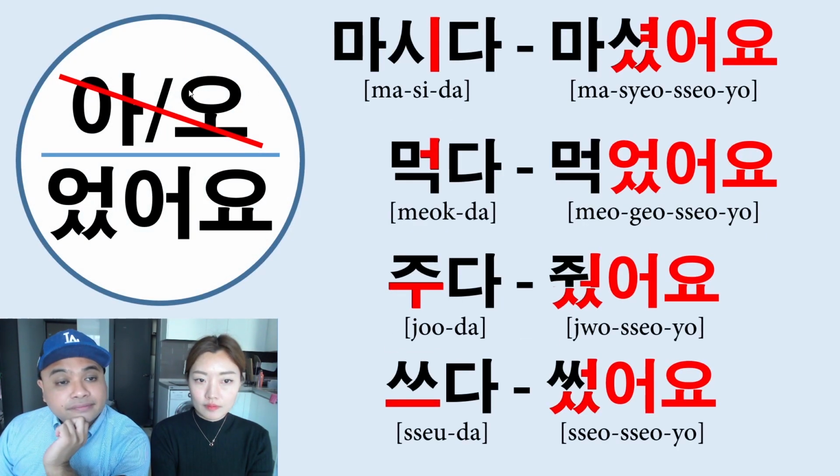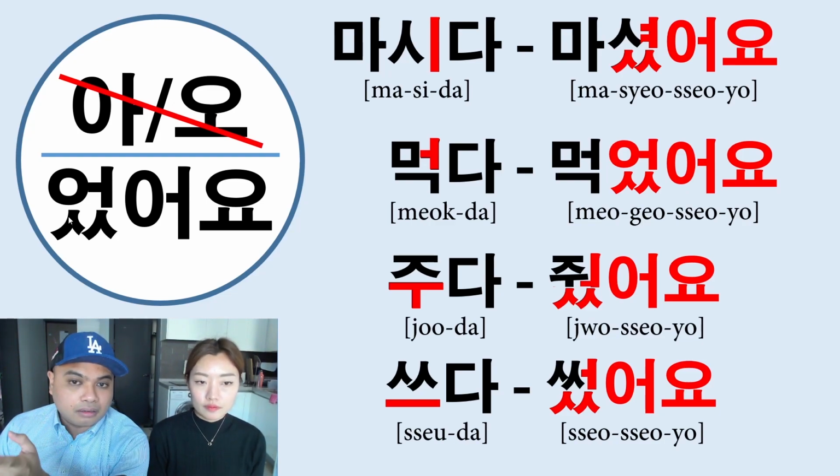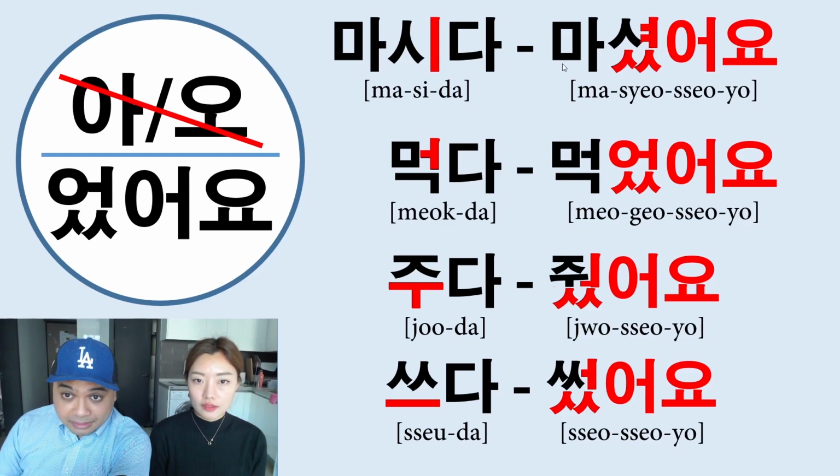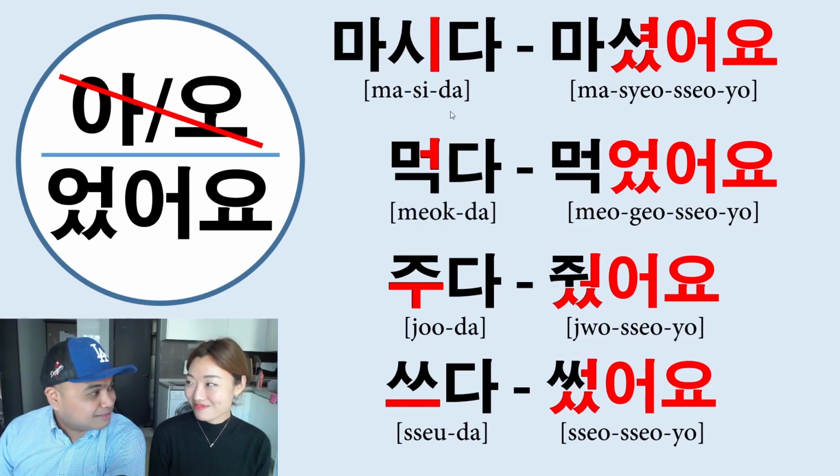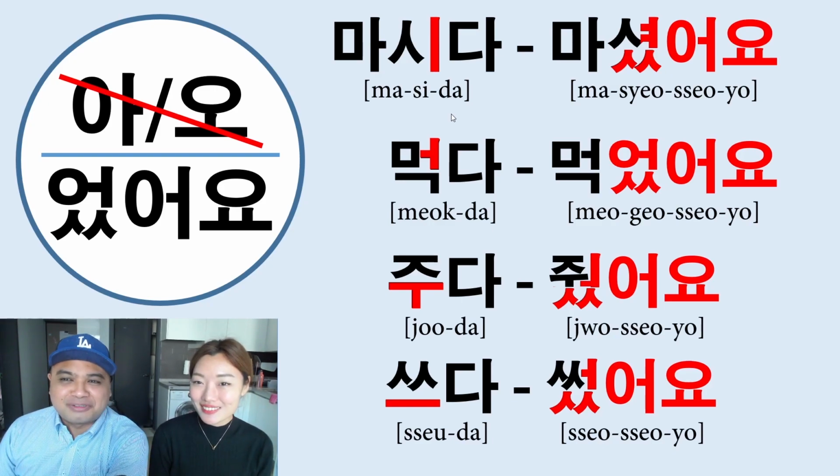Now this is if it doesn't end with an a and doesn't end with an o, you need to add 었어요. So we have 마시다. 마시다 means to drink. And to say it in the past tense, you need to say 마셨어요. 마셨어요. Yeah, that one's a little bit difficult for me. 마셨어요. Right? And then we have 먹다, and we did that one already, right?